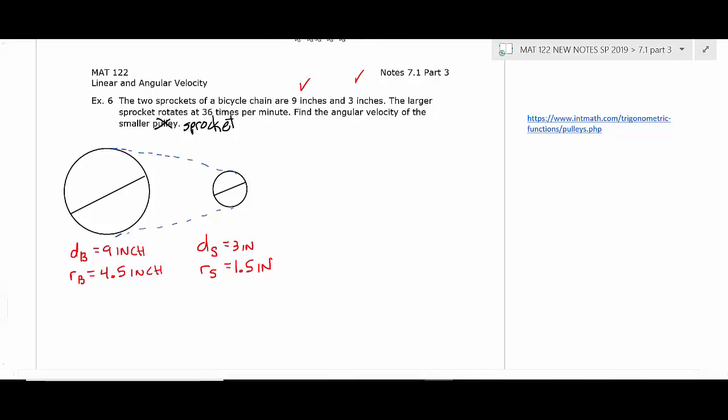Okay, now here's the next thing. The larger sprocket rotates at 36 times per minute. So the whole key is, what did I give you? I'm giving you a rate. It's either got to be linear or angular velocity. Which is it? That's angular velocity because it's rotations per unit of time. Exactly. So the angular velocity of the big is 36, and that's really saying revolutions per minute.